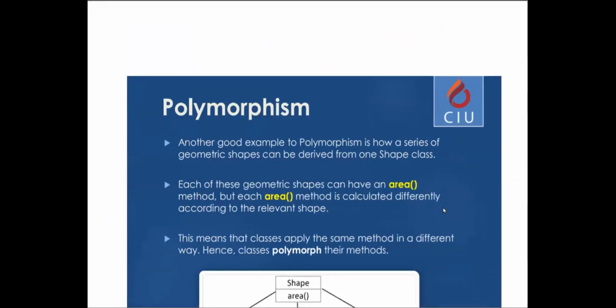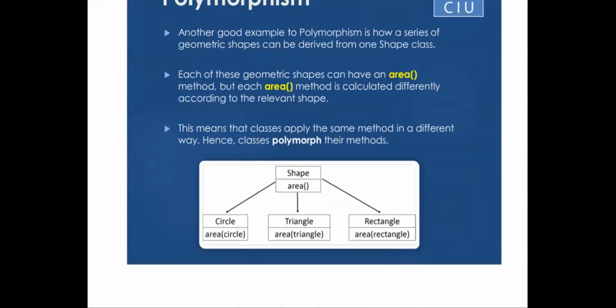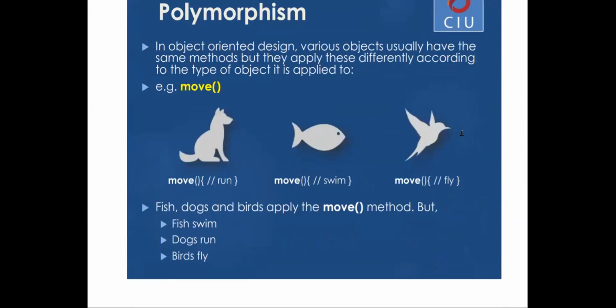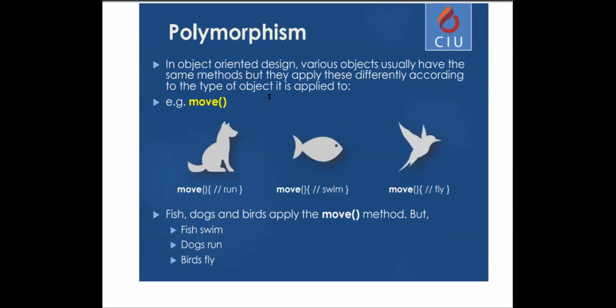Okay. Another good example of this is how you can apply the move method for animals, such as a fish basically moves, a dog moves, and a bird moves, but the bird flies, the fish swims, and the dog runs. So the way that they apply this is different. This idea is called polymorphism. It means changing the way that it is applying, okay?